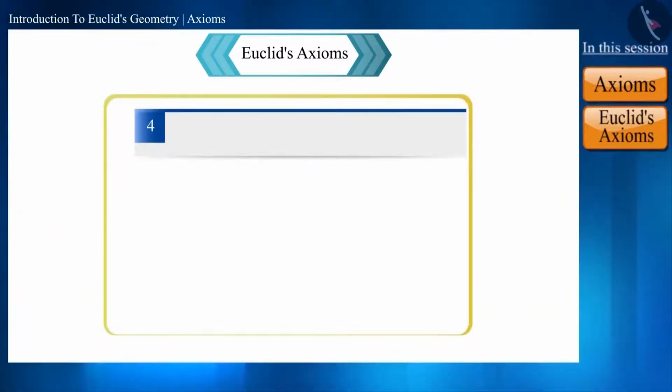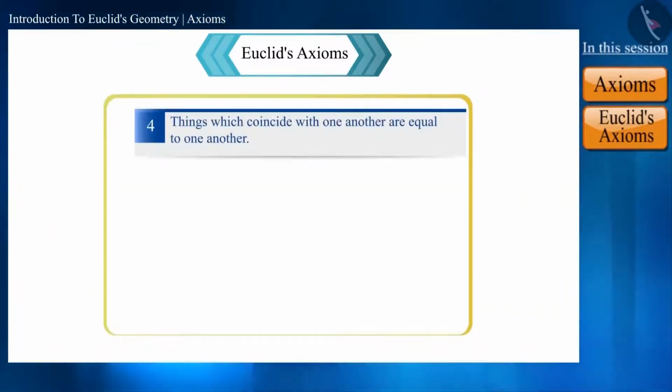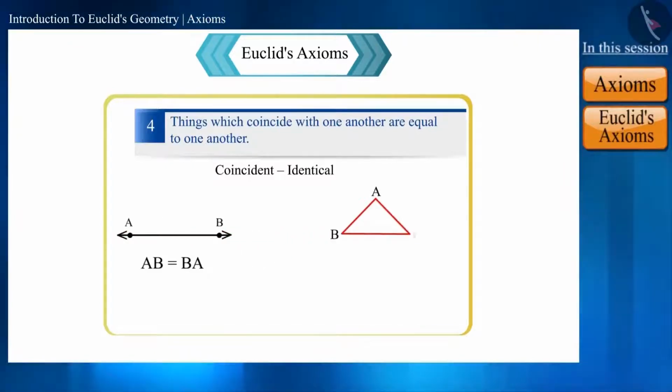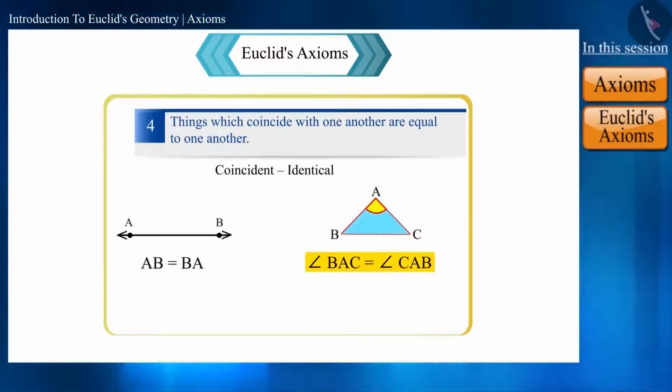According to Euclid's fourth axiom, things which coincide with one another are equal to one another. Coinciding or identical, or if we say that they are the same, then they are equal to each other. Like line AB is equal to line BA, because these two names represent the same line. And in this triangle ABC, angle BAC is equal to angle CAB, because these two names represent the same angle.